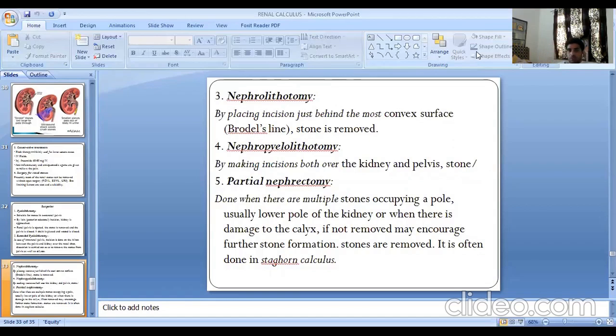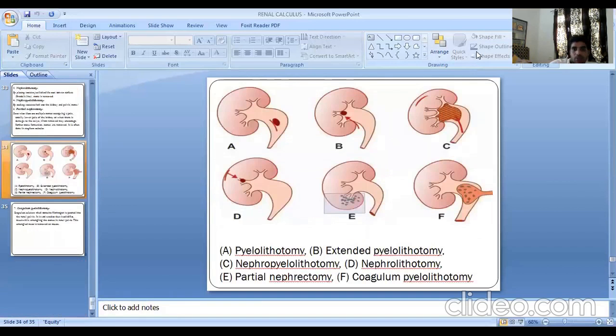Partial nephrectomy: done when there are multiple stones occupying a pole, usually lower pole of the kidney, or when there is damage to the calyx. If not removed, may encourage further stone formation. Stones are removed; it is often done in staghorn calculus.